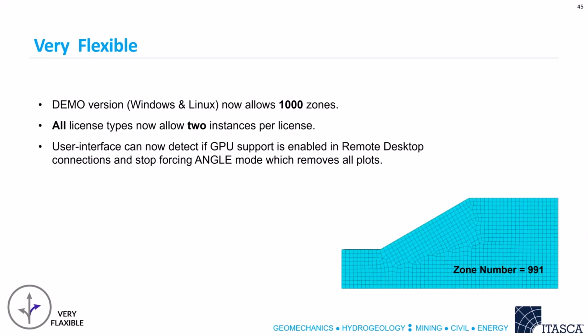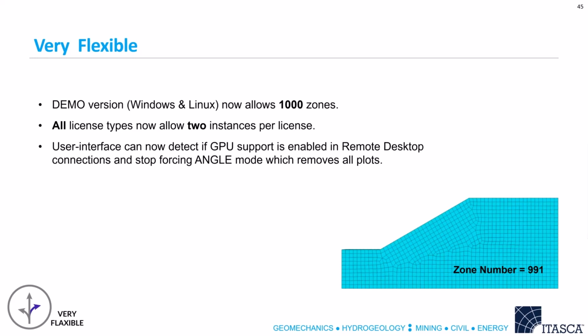1,000 zones allows you to make something sort of realistic. You can see an example here in the bottom corner. This is a slope with less than 1,000 zones. It is approaching something fairly realistic. And the hope is that people will use this, especially in a classroom setting. Everybody could just download it and use it and get to grips with the concepts without having to worry about buying a whole bunch of licenses.